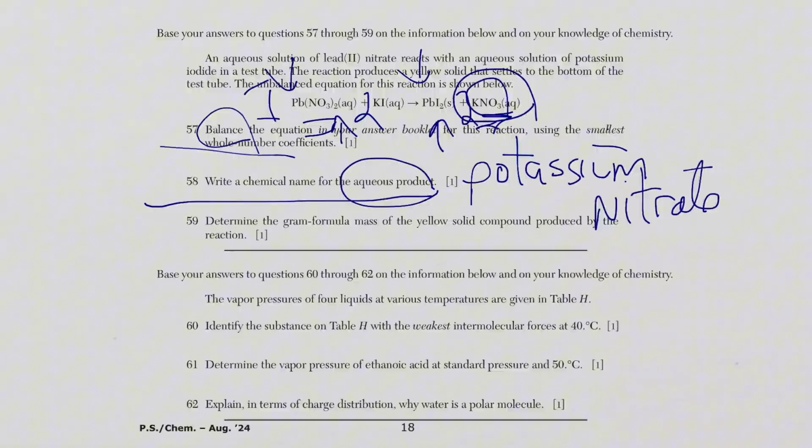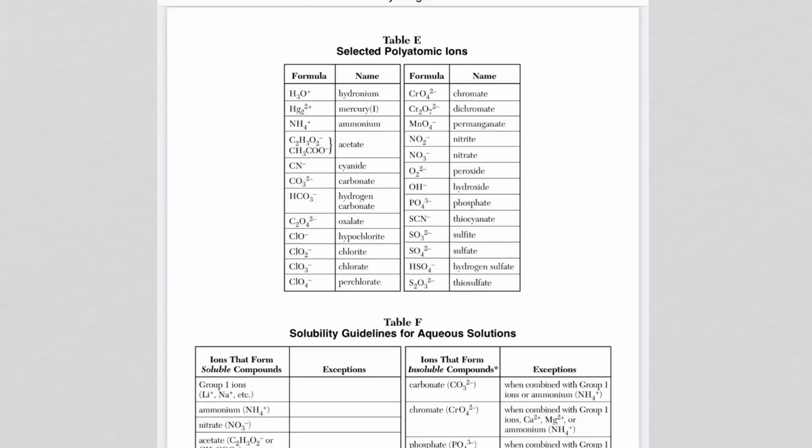Let's do that. On reference table E are all the polyatomics and their charges. Now you're seeing charges here because remember, they're bonding with atoms, and therefore they kind of even themselves out based on who's losing and who's gaining. Here is nitrate, and that's exactly what I needed. I don't change the name of anything. Just write it down exactly as you see it.